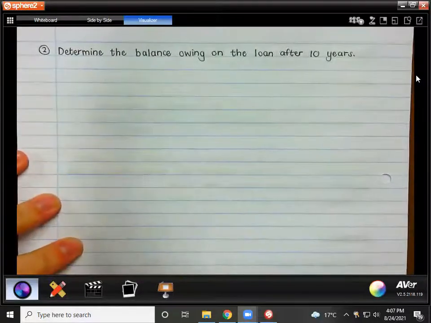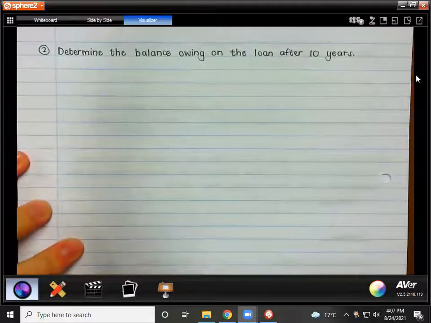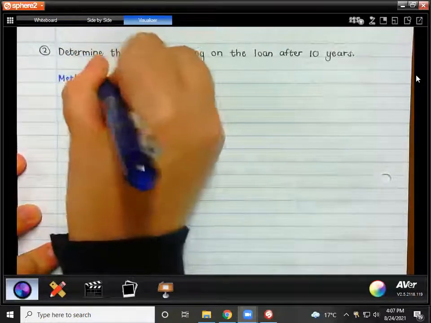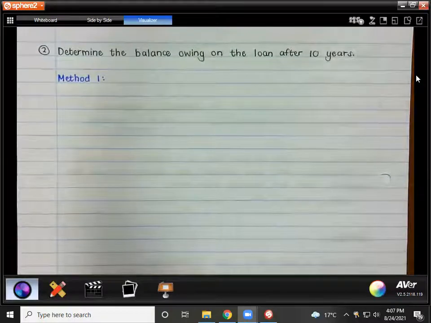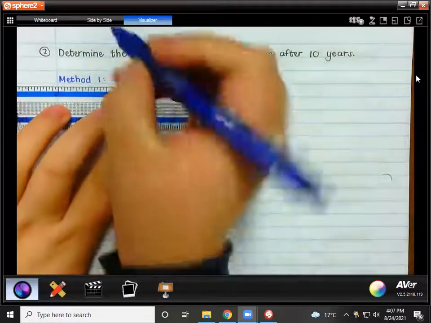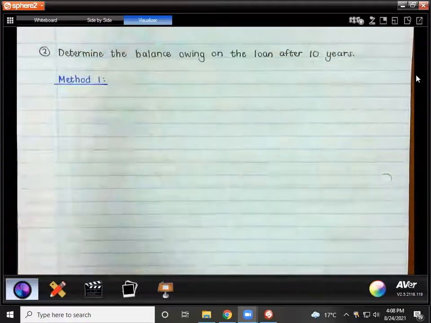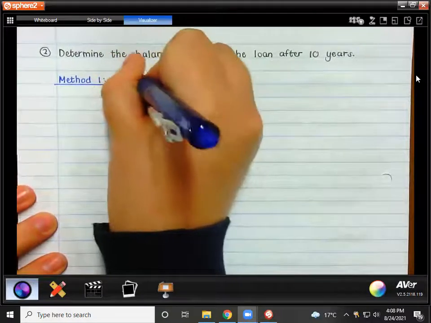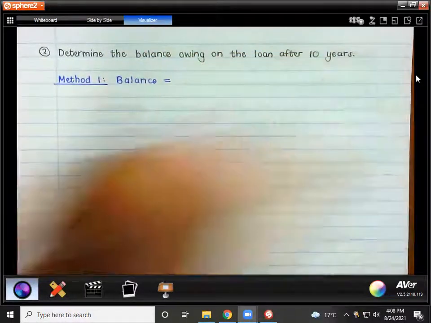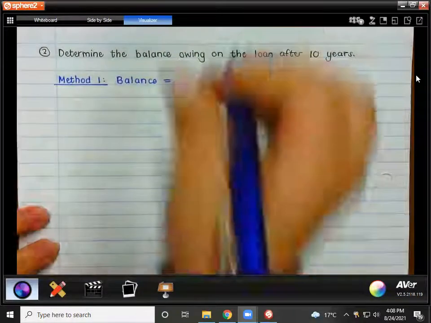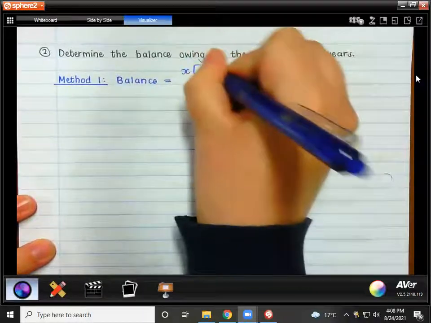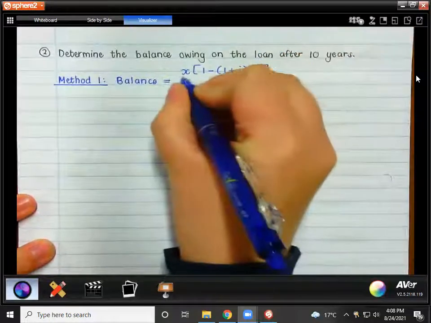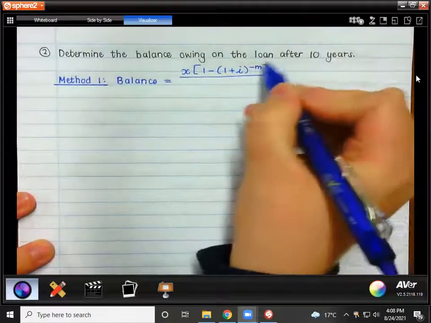Okay, so we're determining the balance owing on the loan after 10 years. So I'm just going to write method 1 here. And then we're going to try method 2 as well. Okay, so for method 1, that is where we find the present value of the payments that are remaining. All right, so I'm just going to write that formula down that we put on the previous page. So it's the present value formula, but now it's to the power of negative m. I suppose you can use any letter there, just as long as it's not n.